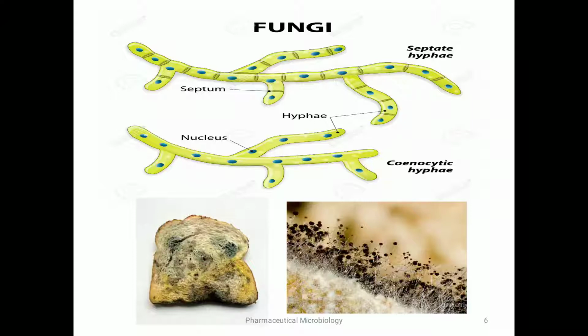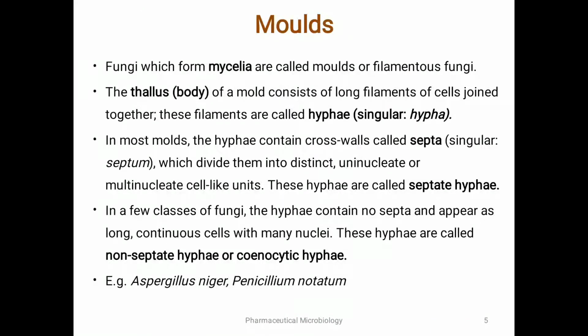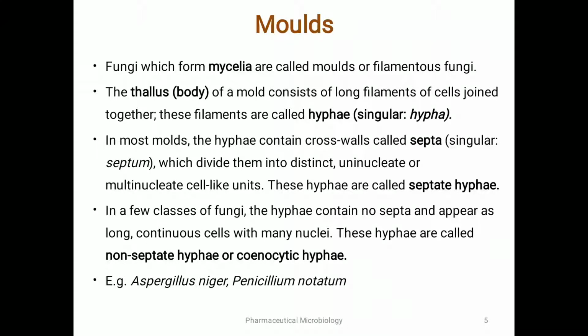Some of the septate hyphae are multinucleate septate hyphae, which is not shown in the image. In the image only uninucleate septate hyphae have been shown, in which only a single nucleus is present, but in multinucleate septate hyphae a number of nuclei are present within the hyphae. So this is the general morphology of these molds. The fungal species which are molds are Aspergillus niger and Penicillium notatum. The first antibiotic discovered is penicillin, and penicillin was produced using the fungal species known as Penicillium notatum.